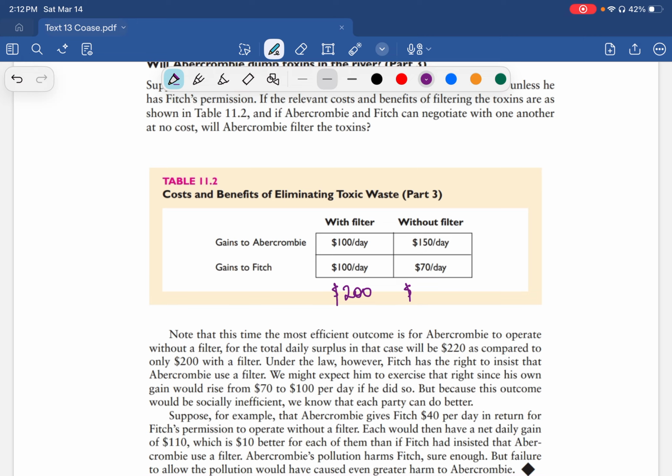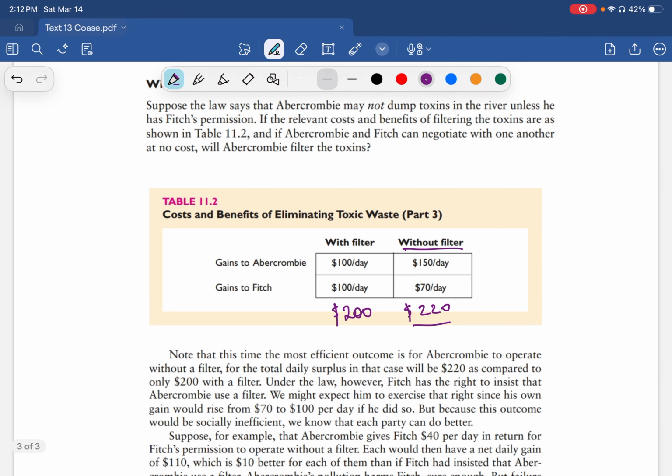So given these numbers, which is 150 and 70, gives us 220, right? So in this case, not using a filter makes more sense. So that's different. That's the difference between these numbers and previous numbers. And also we flip the law. So actually now Fitch has the upper hand.